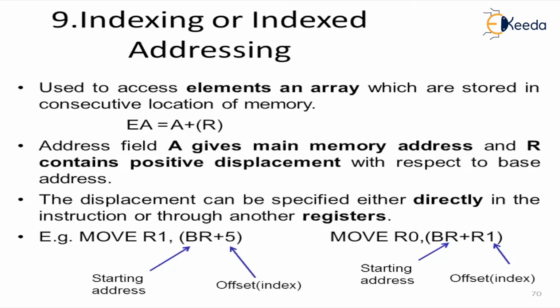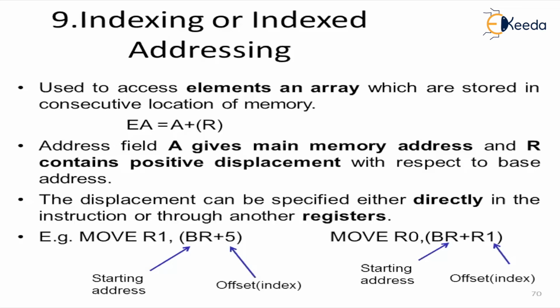Now for understanding this, let us look at this example. Move register R1, comma, (base register BR plus 5), and 5 is called the offset index value. So first of all, let us understand what we mean by offset. Offset can be defined as a value that is added to the base value to derive the actual value. Offset into a file is simply the character location within that file, usually starting with 0.